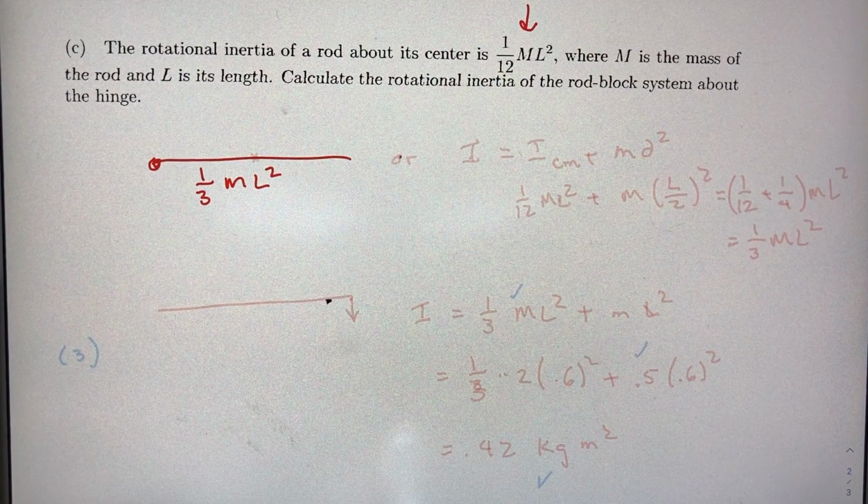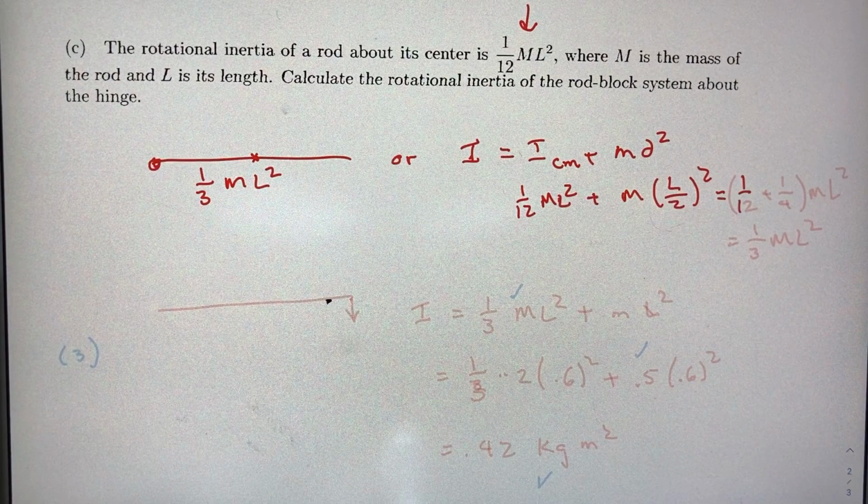Or you can do parallel axis theorem. D is the distance between the center of mass and the place you're rotating. In this case, it's half of L. So you don't really need to know it if you remember the 1/3. But don't forget there's also a weight.